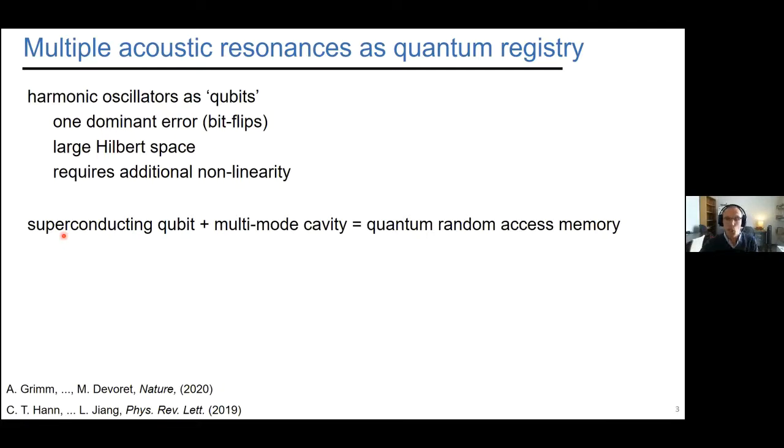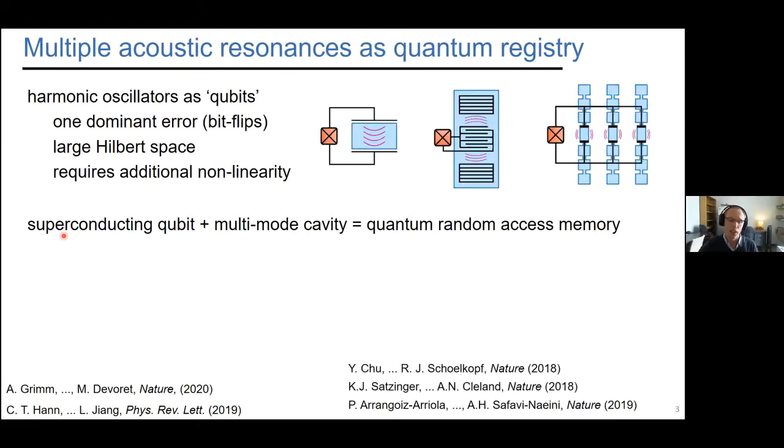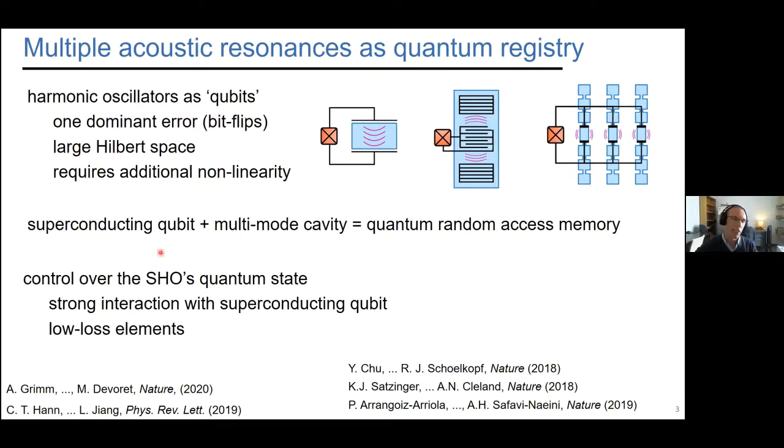And there's been a lot of really cool results coupling superconducting qubits to acoustic cavities, either using bulk acoustic waves or surface acoustic waves, like I'm going to talk about, and also these one-dimensional phononic cavities. So there's been a huge explosion of really cool results using these acoustic cavities. But the generic thing you need for all of them is really great control over the simple harmonic oscillator's quantum state. And this generically requires both a strong interaction and low loss elements.